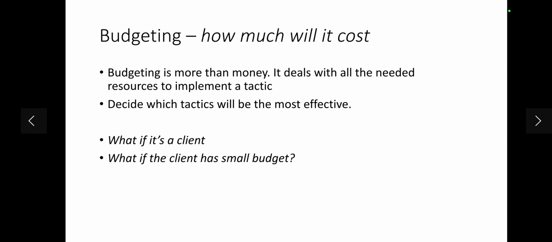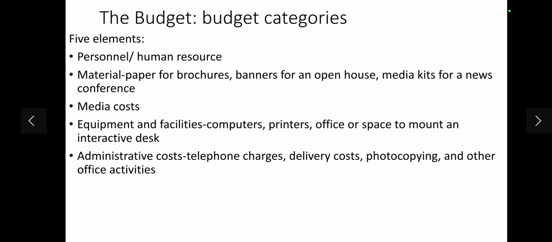Budgeting, it says, is more than money. All the resources that you need to implement a tactic are part of your budget. So normally when you say, what's the budget? Oh, it's 30 billion. No, not necessarily. There are certain things that are not money, but are part of your budget. Now, there are 5 elements or categories of budget.